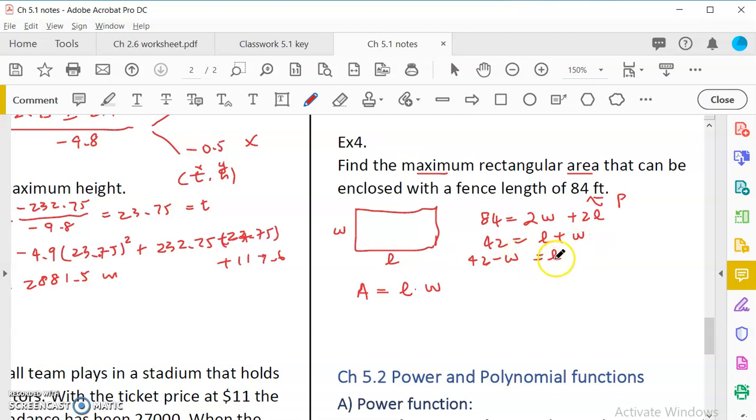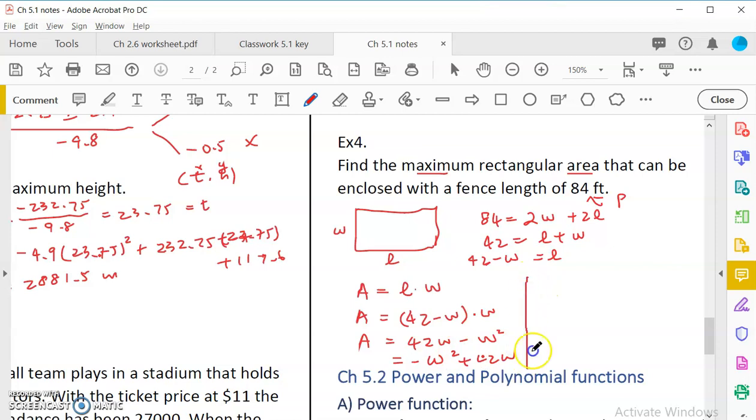So I'm going to use this to replace it here, to force it to one variable. Whenever I see L, I do 42 minus W, times W. Now I have a function that has 42W minus W squared. That is a quadratic, right? It's a W squared. And then this is A and this is B, right? Because negative W squared, you can rewrite it as negative W squared plus 42W.